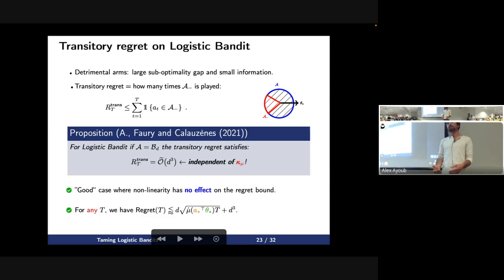For those results to hold, beyond logistic, you need generalized linear models that are self-concordant, so that you can connect the second order derivative to the first order derivative. It allows you to have a fine control when you do the Taylor expansion. And I'm not sure, but they are not all self-concordant.